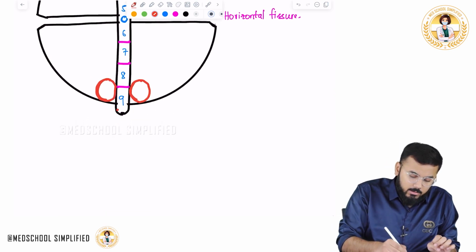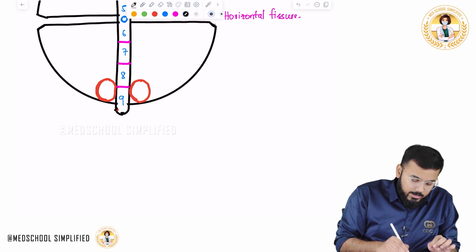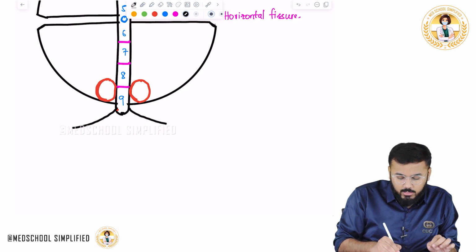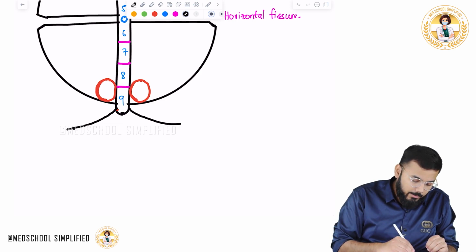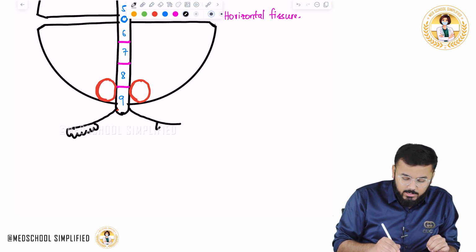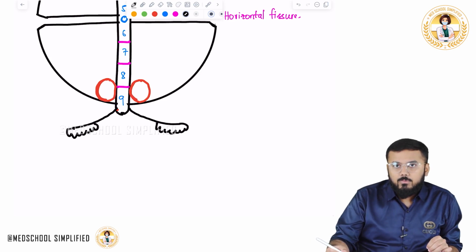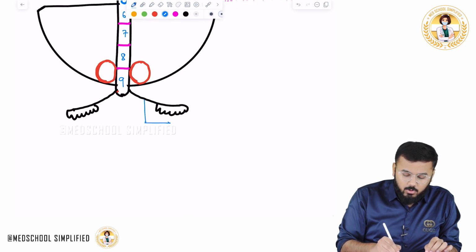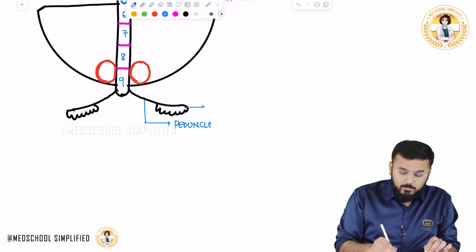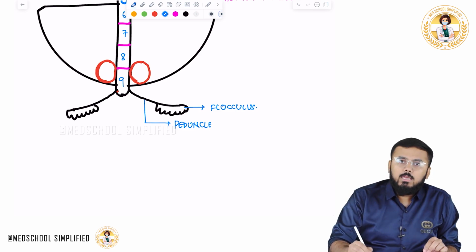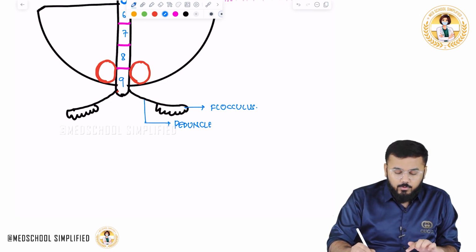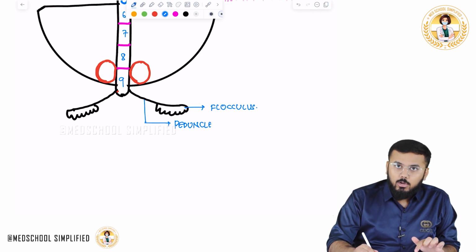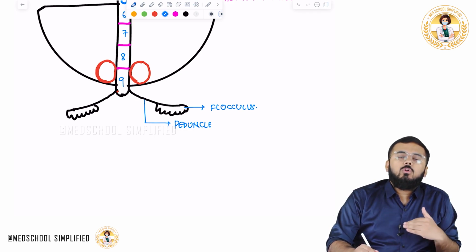Now from the ninth part, if you look down, you have these two structures over here. These are called peduncles. The tip of the peduncle has a structure like this, and this is called the flocculus. So this part is your peduncle, and this part is your flocculus. So the flocculus, peduncle and the ninth lobule together are called the flocculonodular lobe.